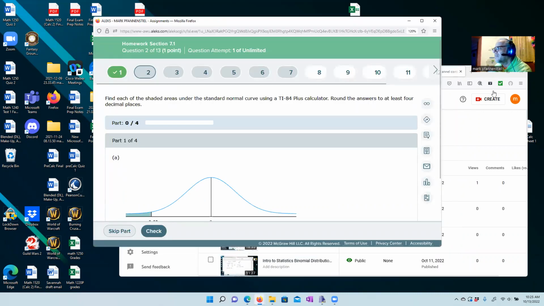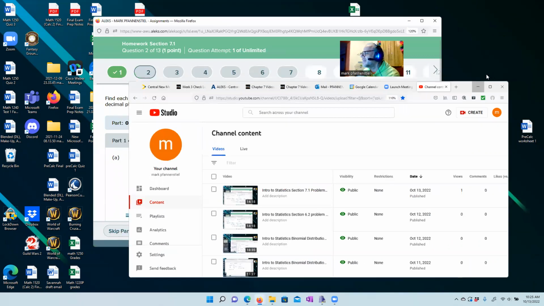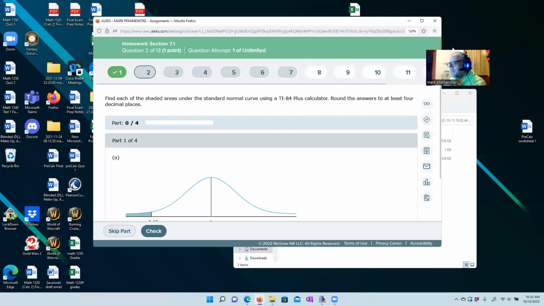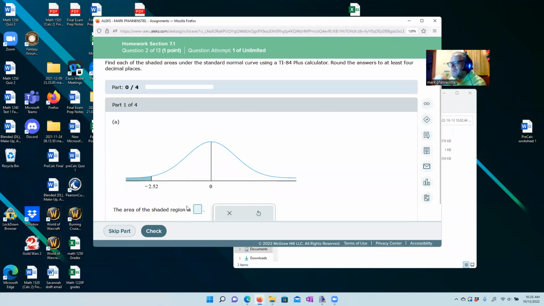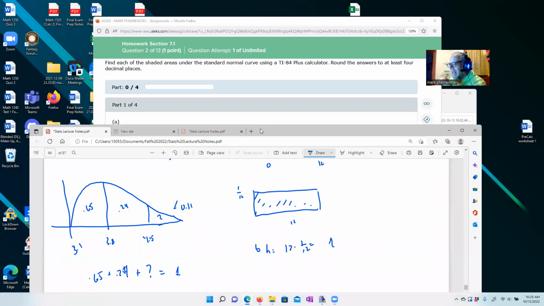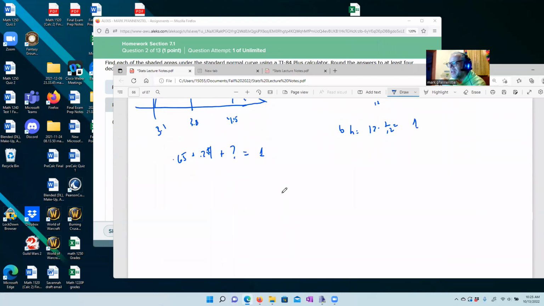Okay, so there we have. Let me see if I can clean this up a little bit. Okay, so let me show you what's going on here. They want to know the probability up to negative 2.52. Now the book is going to explain it one way, and I don't mind if you use the book method. That's fine. But you don't actually have to go through and do it this way.